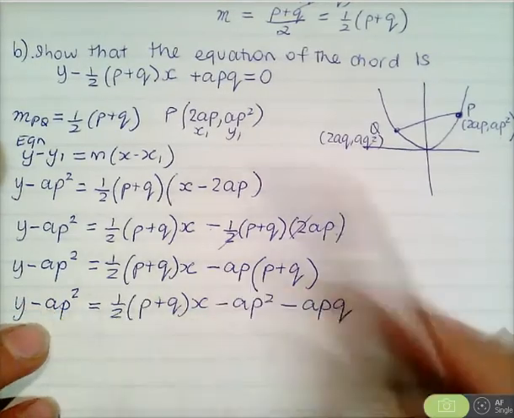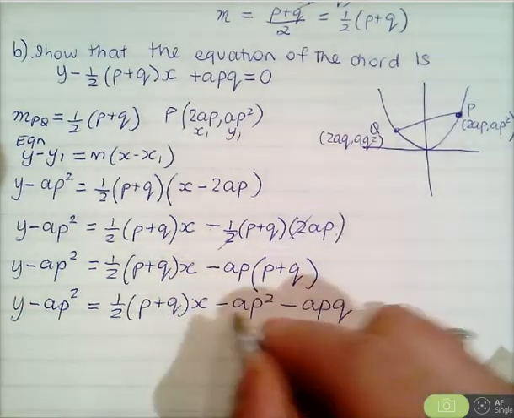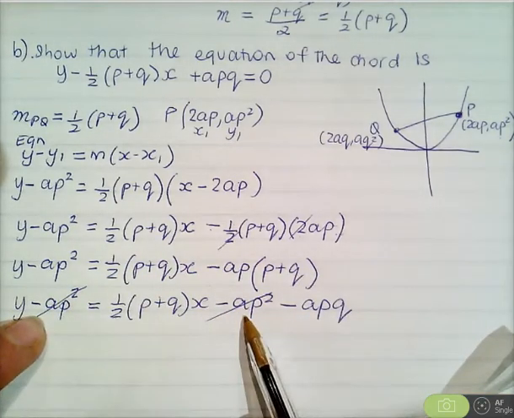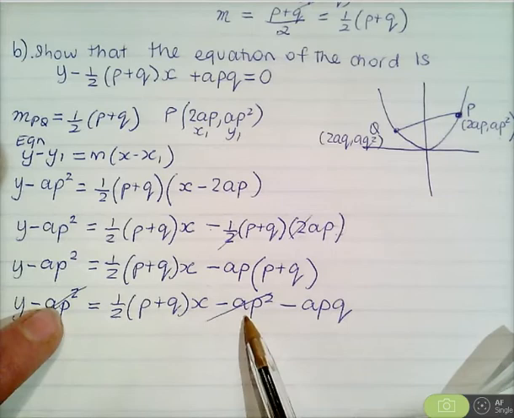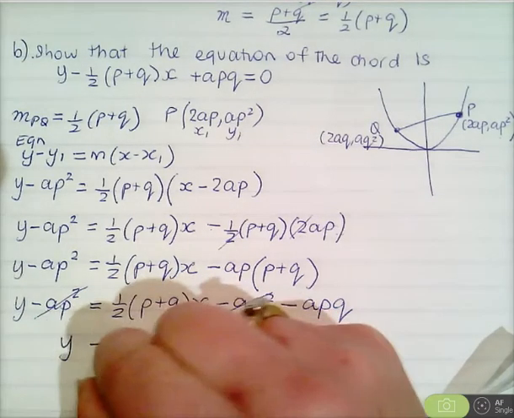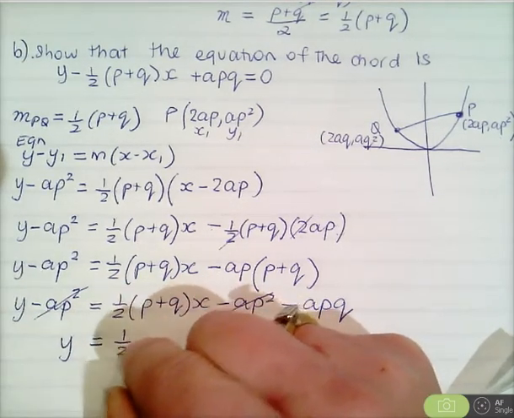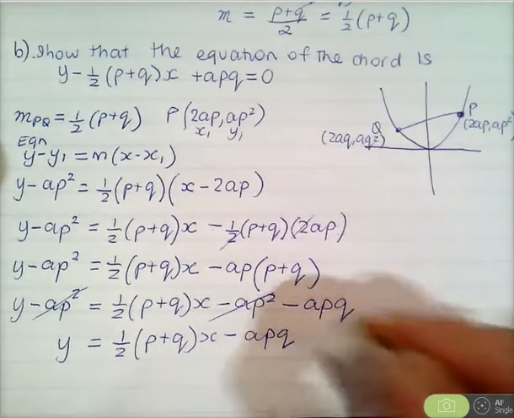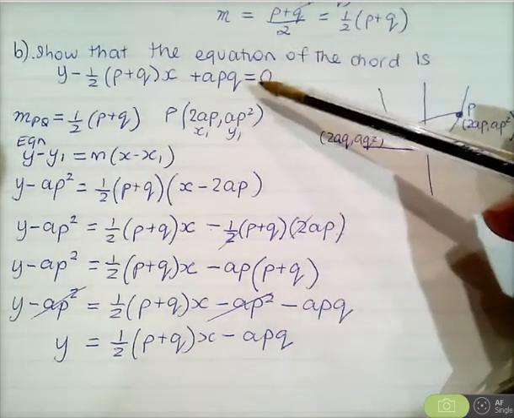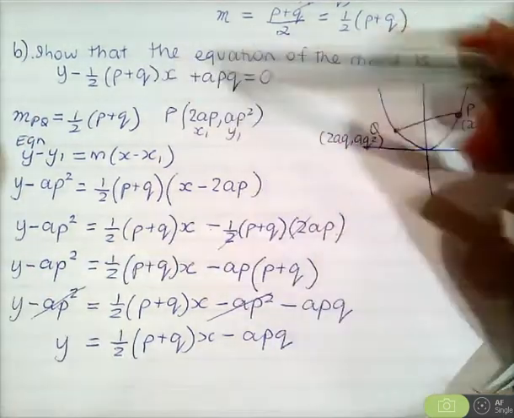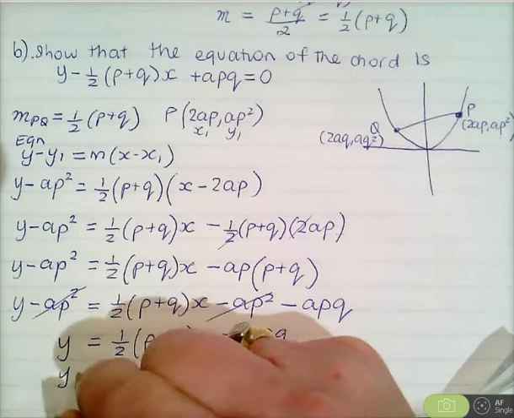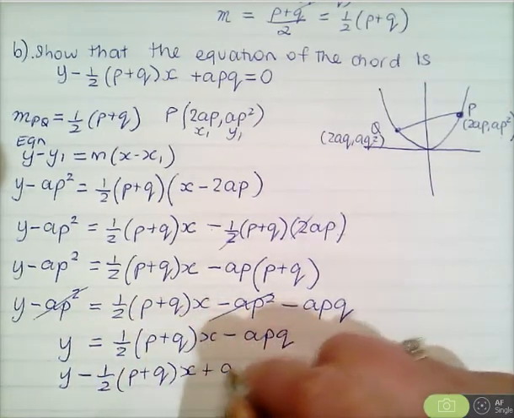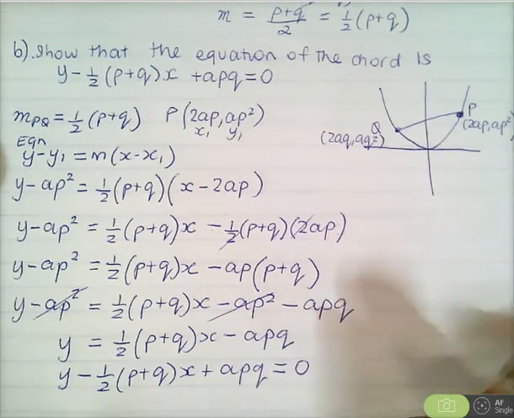Now when I take this AP squared to the other side, I'll get plus AP squared, or you can just cancel them off when you've got the same thing on opposite sides of the equal sign. And therefore I'll get y is a half p plus qx minus APQ. Now notice that the question is asking for it all to be brought to the left hand side and put equal to 0. So therefore y minus a half p plus qx plus APQ is equal to 0.